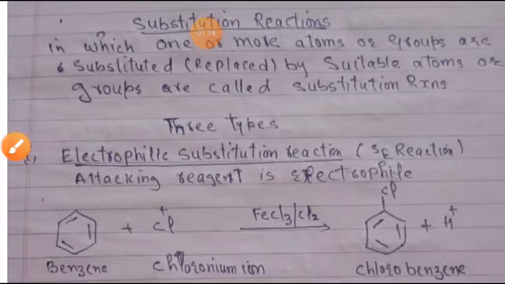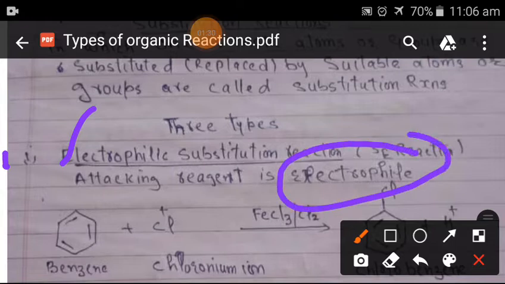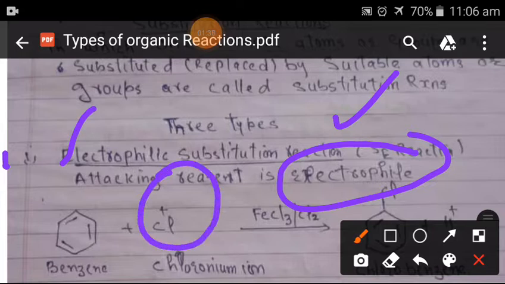One of them is the electrophilic substitution reaction. In the case of electrophilic substitution reaction, the attacking reagent is an electrophile. You have learned about the different electrophiles. Electrophiles are electron deficient centers, that is, they are electron loving because they need electrons. So these electron deficient centers will attack the electron rich centers.